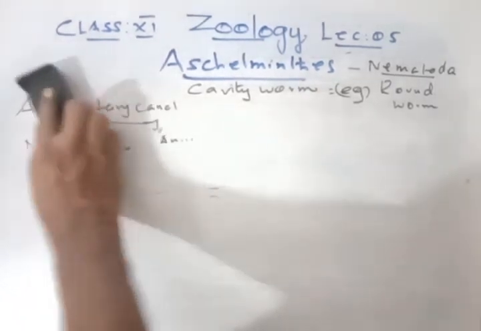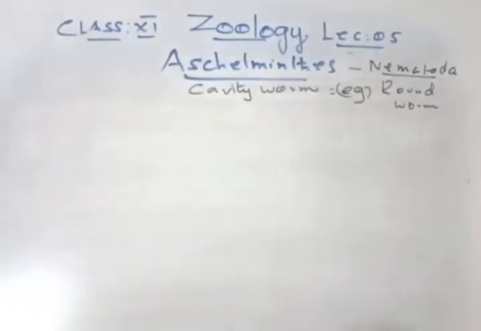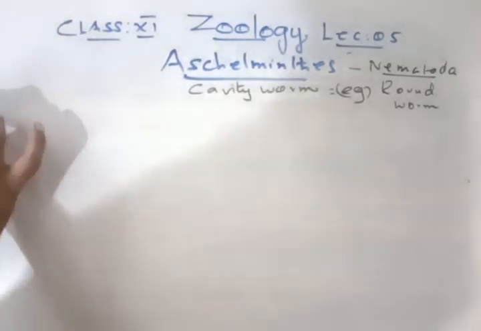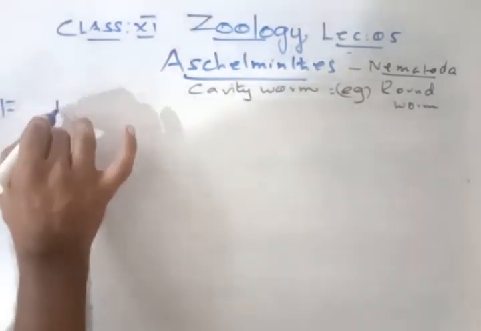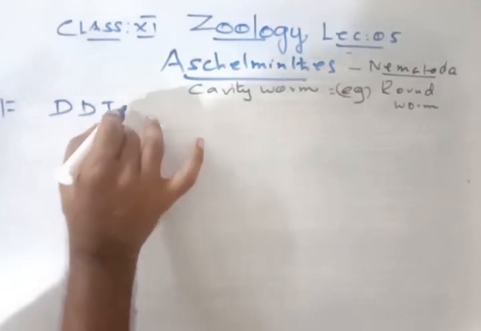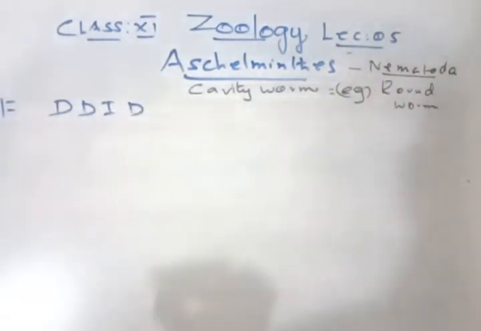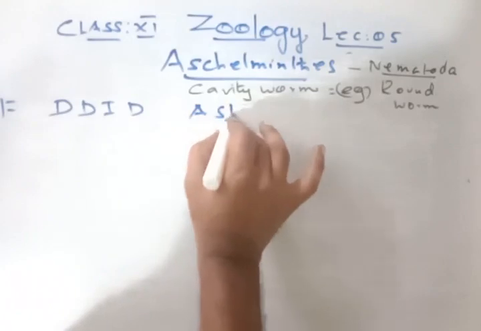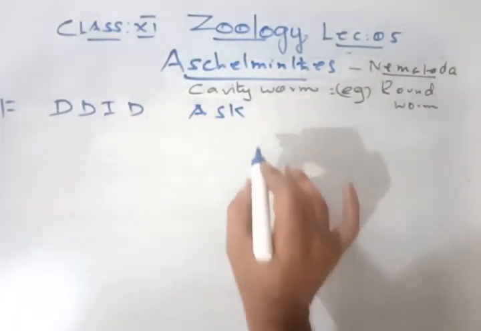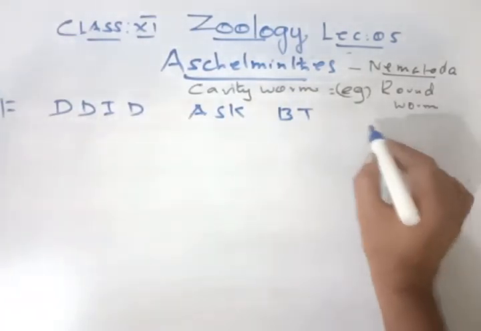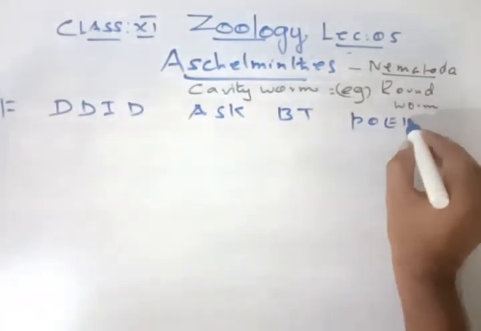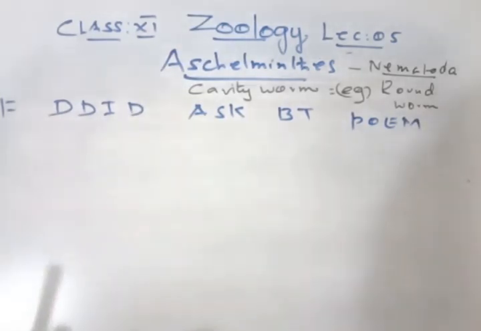Okay, right. So now here we will go to the statement area. I will give you a statement to recall it. That is called IF. You remember IF. Okay, dead. I have just added one more D to this. Okay. Dead. Ask. If dead ask, put BT. If dead ask BT poem. So this is a statement you remember for recalling everything.